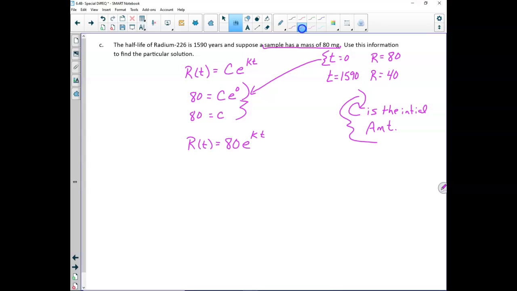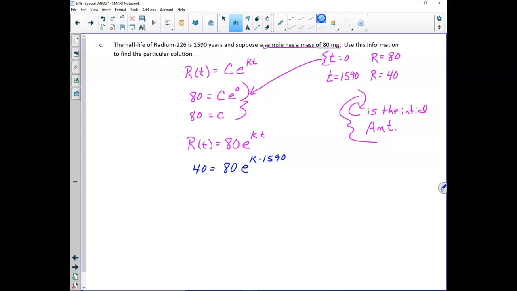Well, I need to calculate k. I need to find k so that I'm actually going to be able to use this. Well, what do they tell me about this? They tell me R, I have 40. I start with 80, and k, I don't know what k is, but I do know the time is 1,590 years.